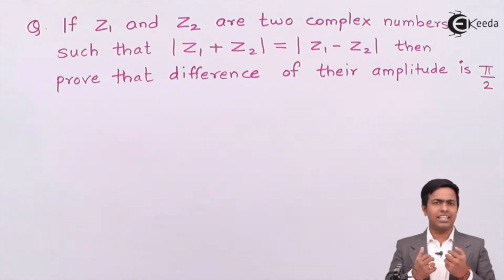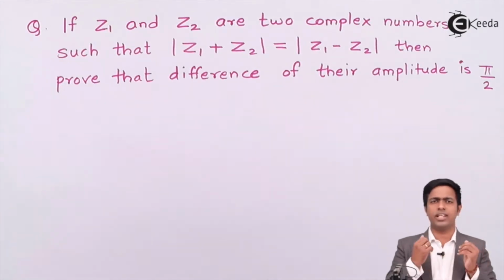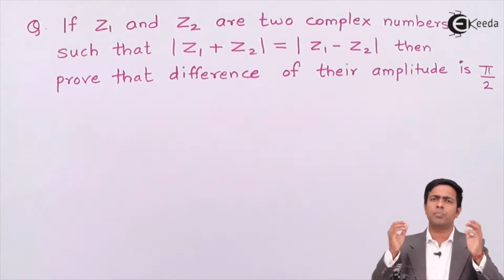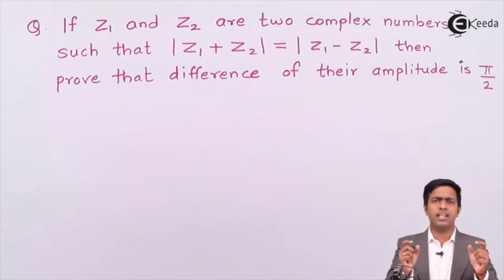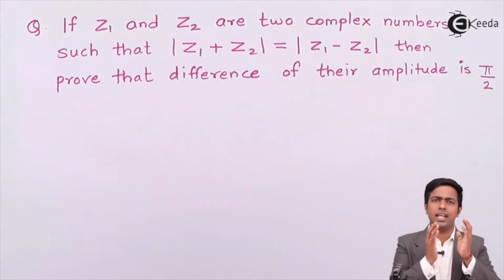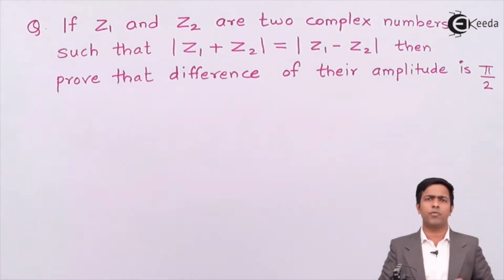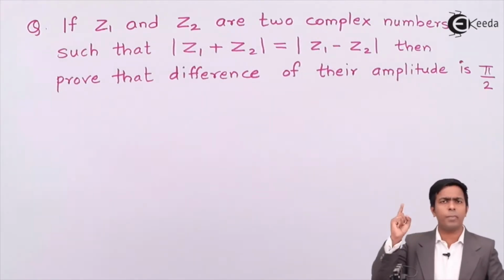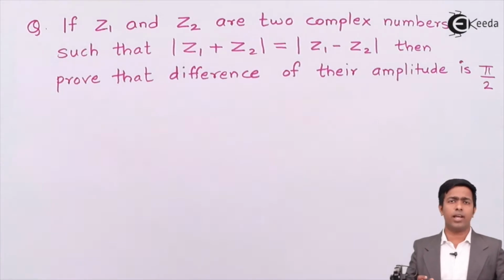Now guys, there are two complex numbers z1 and z2. We have to prove that the difference between their amplitude is pi by 2. So to get this answer, we should know the meaning of amplitude. Now amplitude is nothing but the argument of a complex number, which is given by tan inverse of y upon x if the complex number is x plus iy.